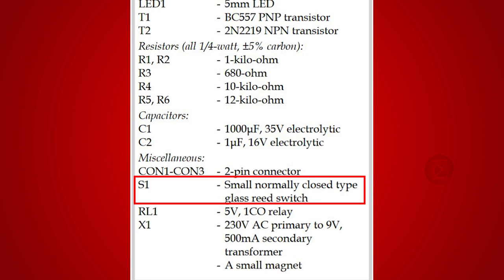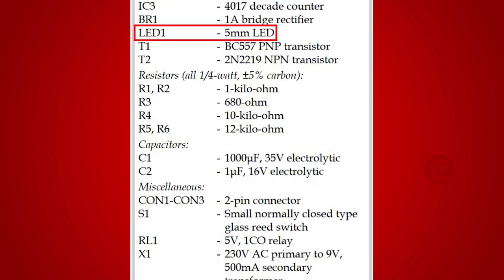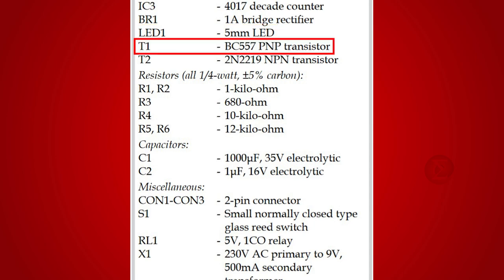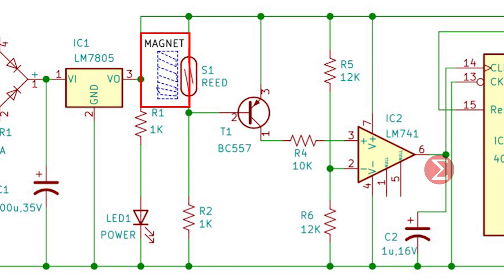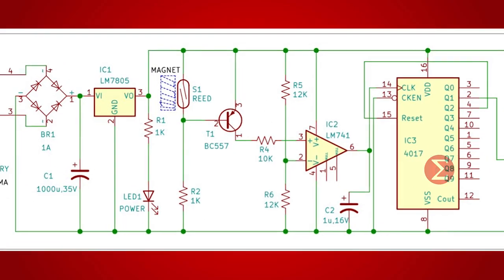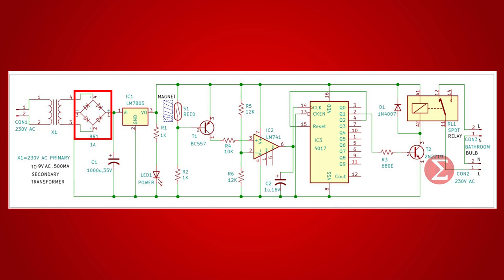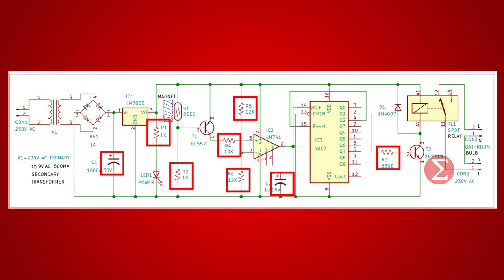A small normally closed type glass reed switch that will be installed in the movable part of the bathroom door. A 5 mm LED that represents the bathroom light in our prototype. A BC557 PNP transistor with the reed switch. A magnet to be installed at the bathroom door's fixed side. Apart from these components, a transformer, a bridge rectifier, some resistors, some capacitors, and jumper wires are required.